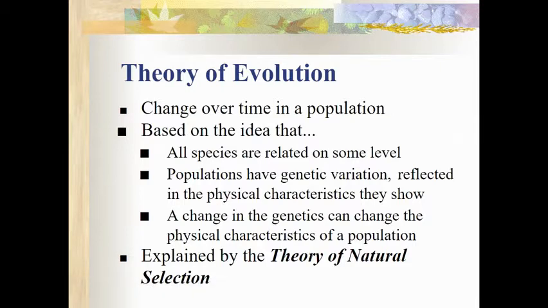So, the theory of evolution is change over time in a population. And it's based on the idea that all species are related on some level. Populations have genetic variation reflected in the physical characteristics they show, and a change in the genetics can change the physical characteristics of a population. And the current theory of evolution is the theory of natural selection.